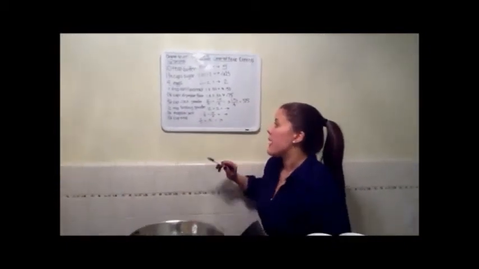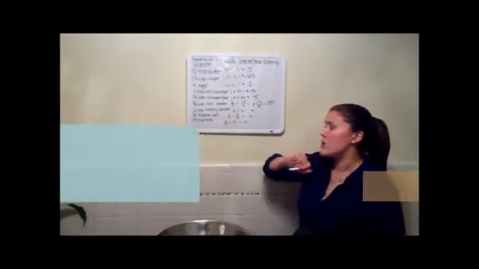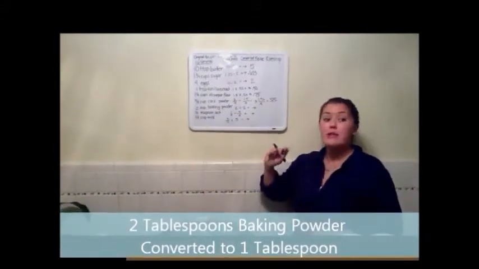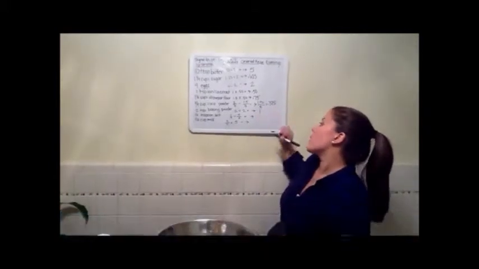Let's move on to the baking powder. Nice and easy. It calls for 2 teaspoons of it. We need half of that. So we take 2 and divide it by 2, and it gives us 1.